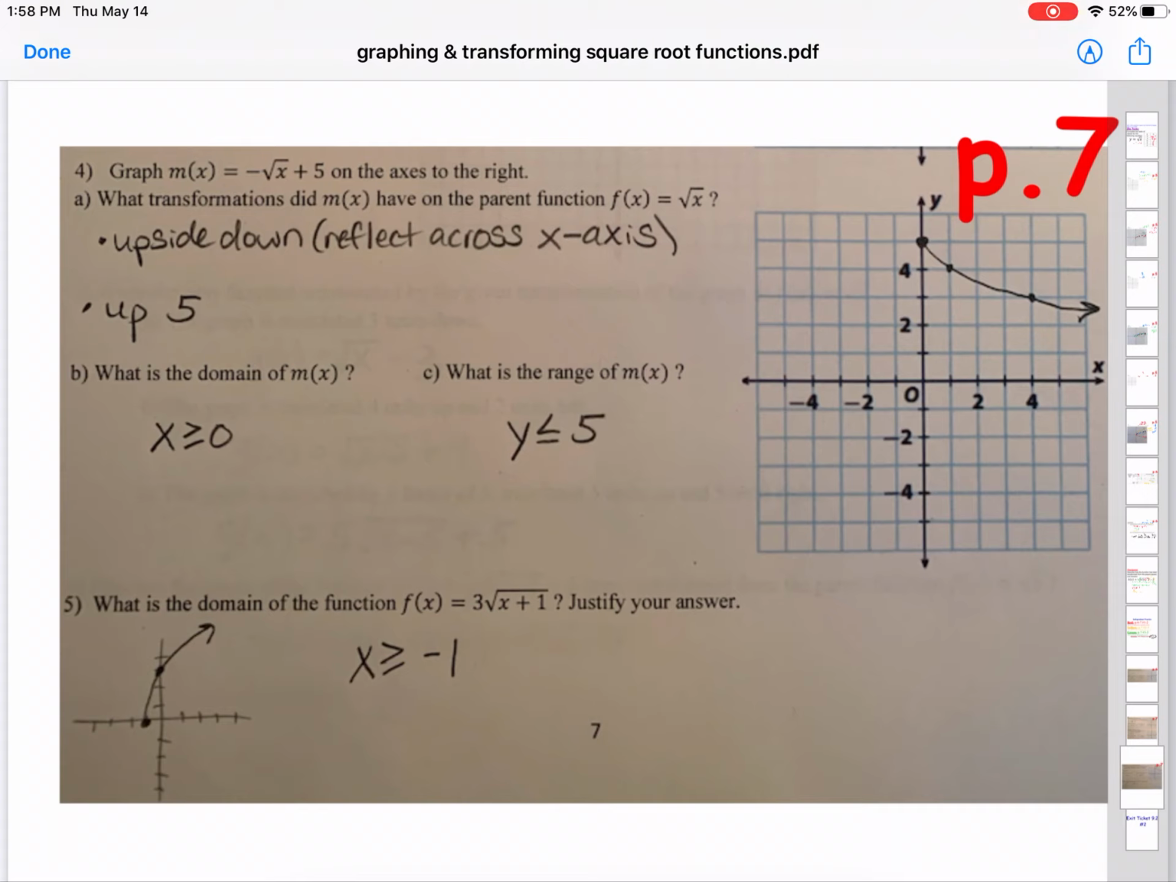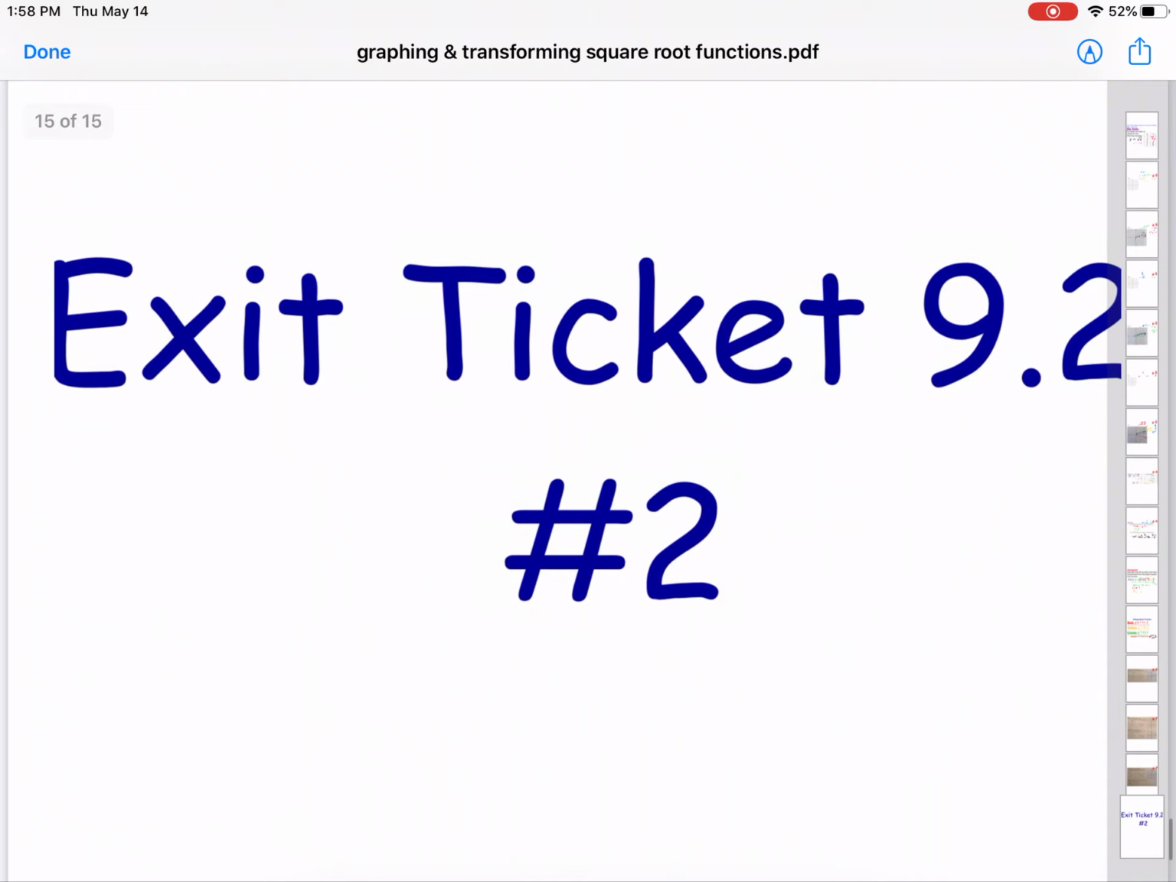Hopefully you're starting to see the connection among all of the 5 different types of functions that we're summarizing and reviewing in this unit. To wrap up this lesson, please go over to exit ticket 9.2 and answer question number 2. You now should be done with this exit ticket and ready to turn it in. Also, now you should be able to answer numbers 3 and number 4 on your homework 9.2, and that should be done as well.